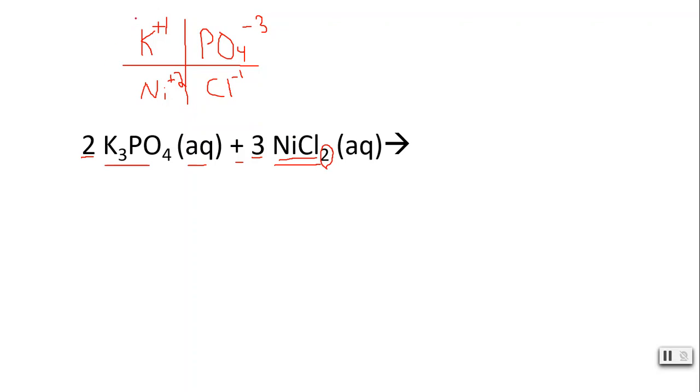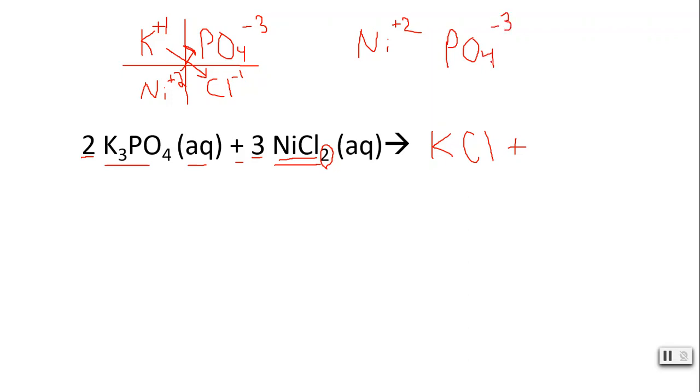So I've written my little crisscross up here so I can clearly see the cation of one pairing with the anion of the other. And when I do that, I see that my potassium is going to pair with my chlorine. And I'm going to need one of each because potassium's a +1, chlorine is a -1. For my second product, the nickel is going to go with the phosphate, but I can see that nickel's a +2, and my phosphate, I know, is a -3.